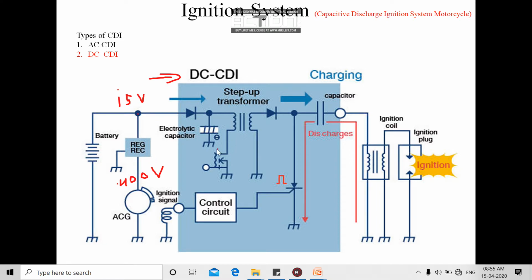Here we have one more thing. This is called the throttle position sensor input. Okay, we will see how it works in the next video. But here it is connected. Okay, after this, the step up transformer is used to step up this 15 volt DC supply from the ACG, or the 12 volt DC supply from the battery, to 400 volt.